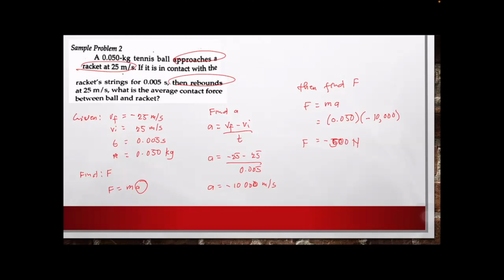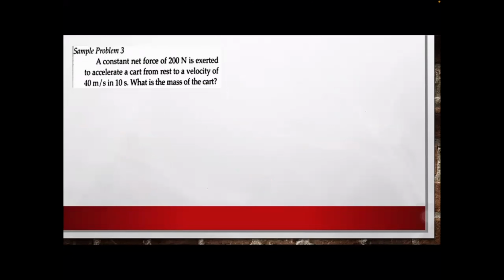Now, bakit siya negative? Kasi, what is the average contact force between the ball and the racket? Negative siya kasi yung bola, yung racket is along with the ball. So, kailangan to rebound kasi, ihahatawin mo kasi siya. Kaya that's why this is a negative 500 Newton. So, yun po yan. Question? Sino ba ito? Wala naman. So, yun.